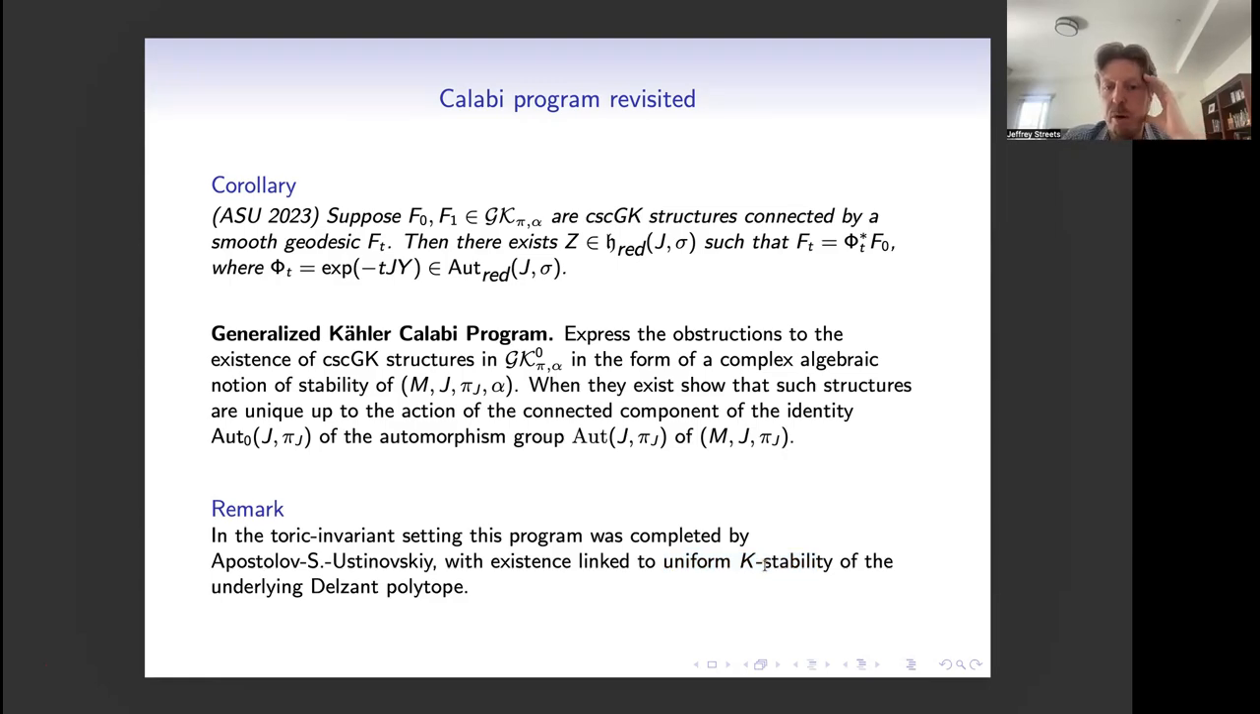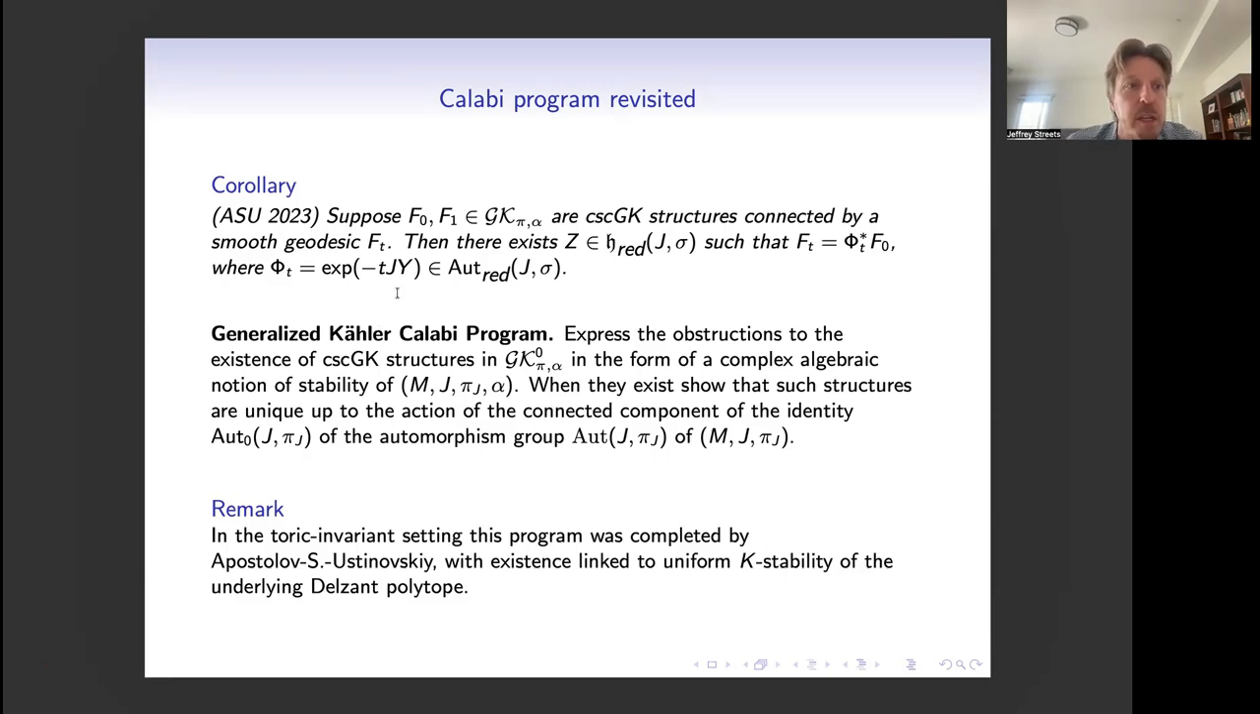So even though there is some Poisson geometry turned on, a lot of the structure is the same as in the Kähler case. In particular, the geodesics are literally exactly the same as the geodesics that you find in the Kähler world, even though the underlying structure is of course not Kähler. And the notion of stability is exactly the same as the one in the Kähler world: the so-called uniform K-stability for the underlying Delzant polytope.